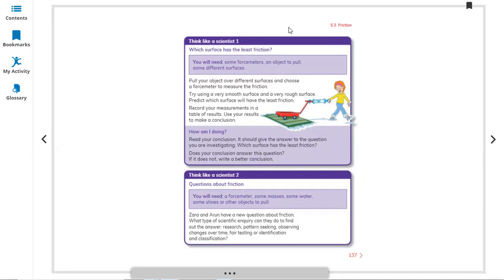Try using a very smooth surface and a very rough surface. A very smooth surface like the floor without a carpet, and a rough surface like the carpet. So predict which surface will have the least friction. Obviously, the carpet, the rough surface.